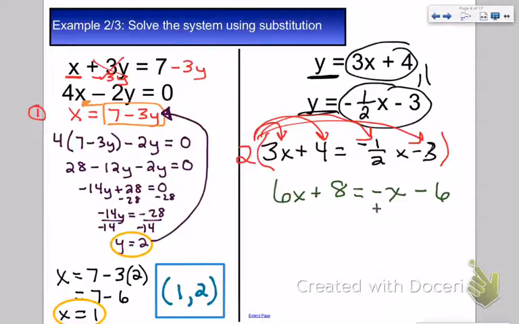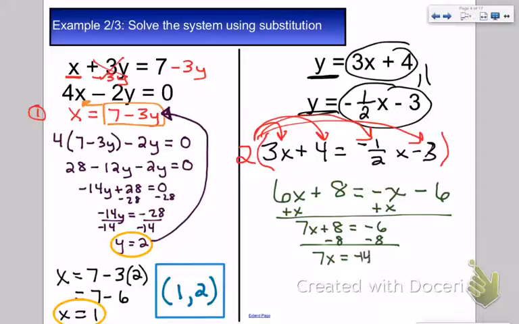All right, let's get my letters to the left. Add x to both sides. And subtract 8 from both sides. 7x is equal to negative 14. Therefore, my x is going to be equal to negative 2.